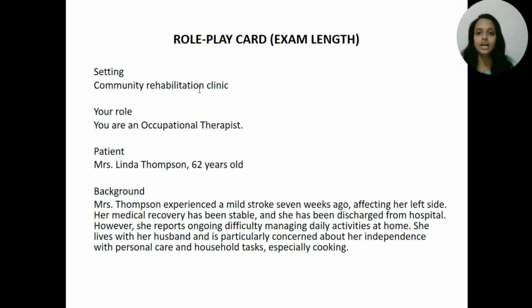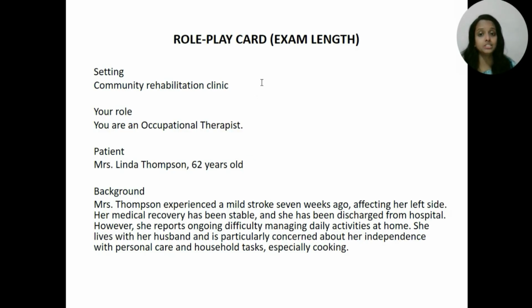Got it? Now, this is the role play card. If you want, you can pause the video and read it. The setting is a community rehabilitation clinic. Your role is an occupational therapist. The patient's name is Mrs. Linda Thompson, 62 years old. And the background information is Mrs.